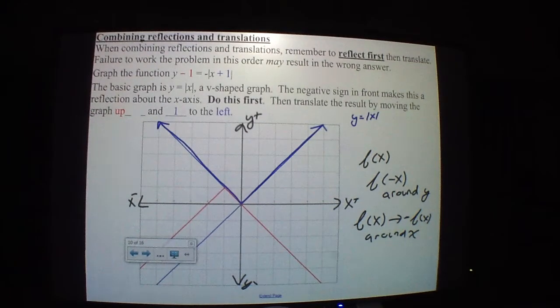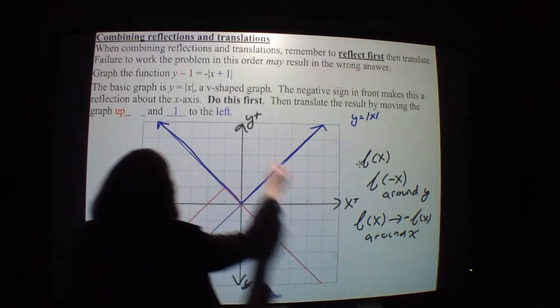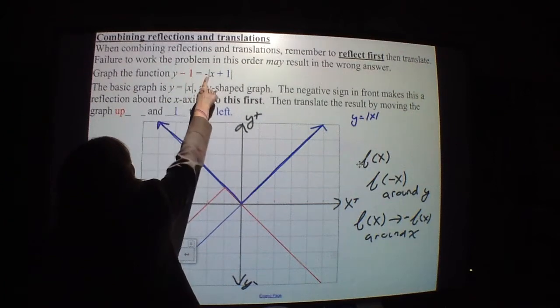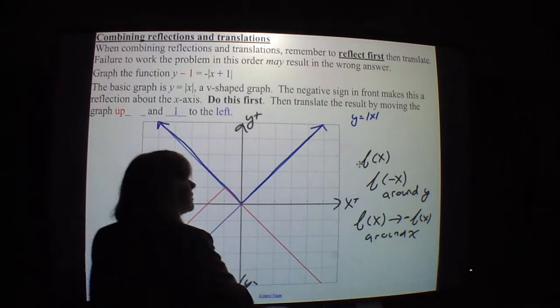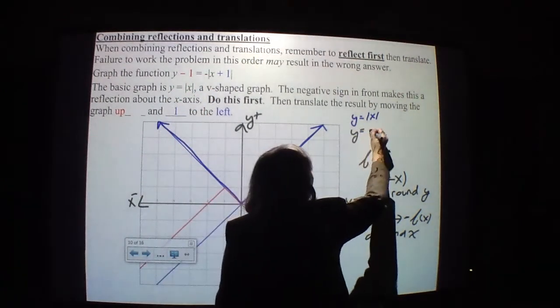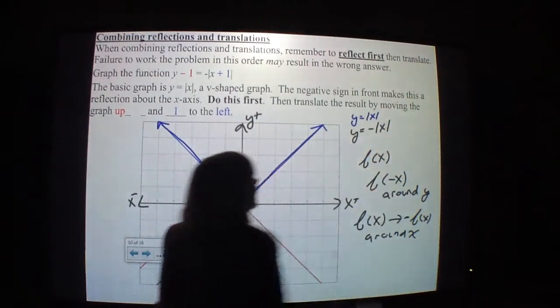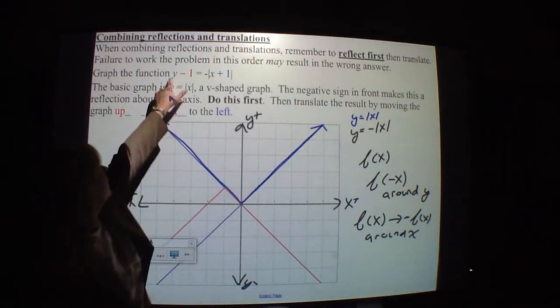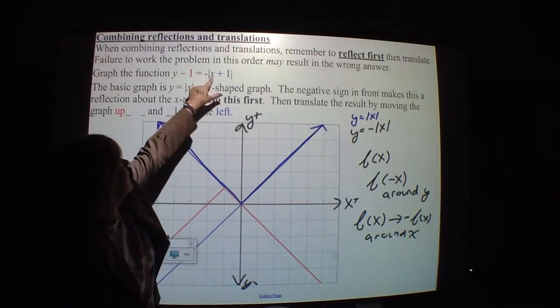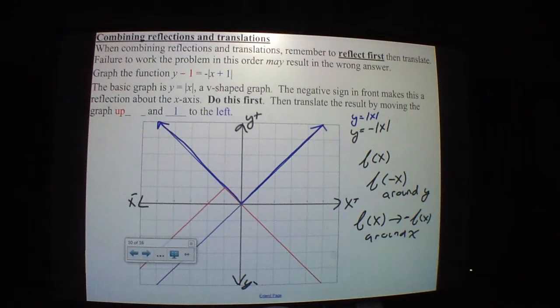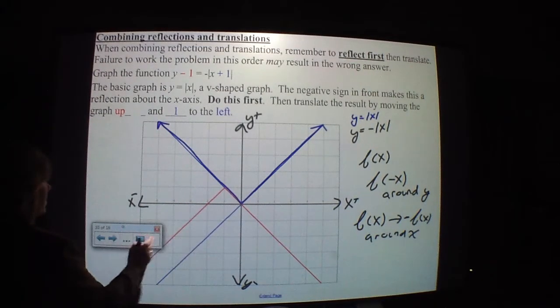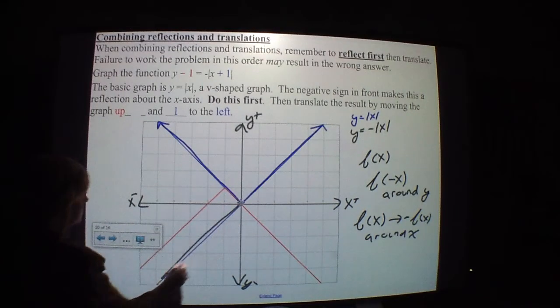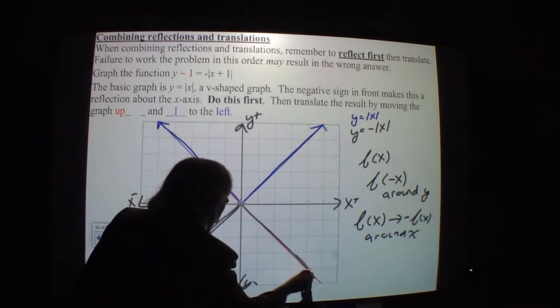So reflect first. So I'm taking that y is equal to absolute value of x, and I want to go to this equation here. There is my reflection. So the next graph I'm going to think about is y is equal to the negative absolute value of x. My y is going from positive to negative, so that's a reflection around the x-axis. So it's this graph right here.